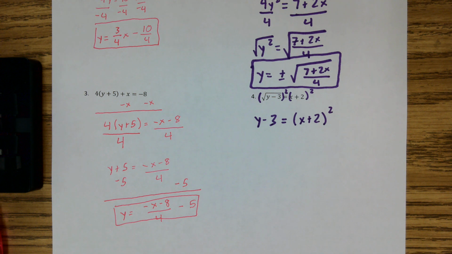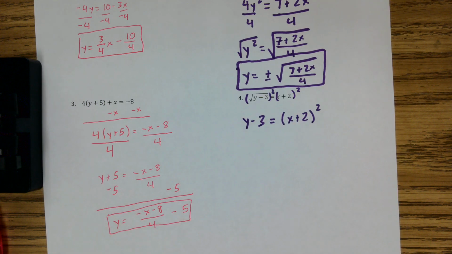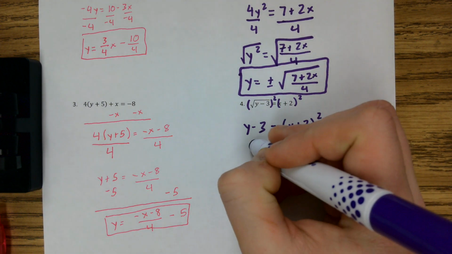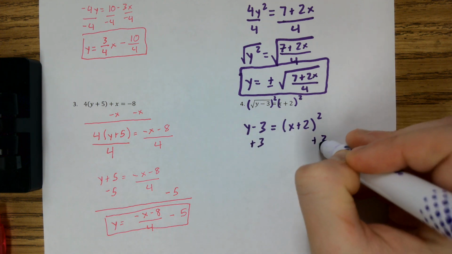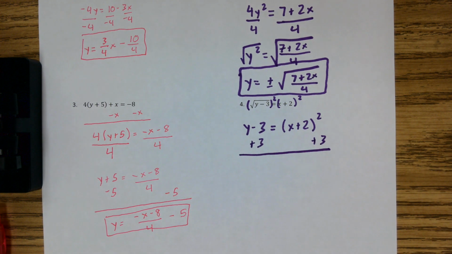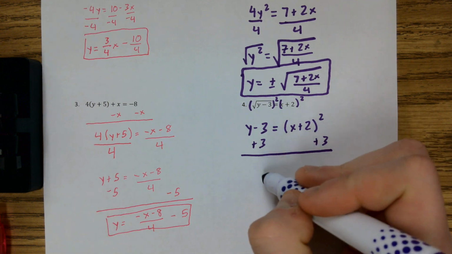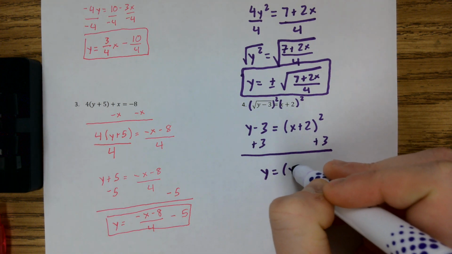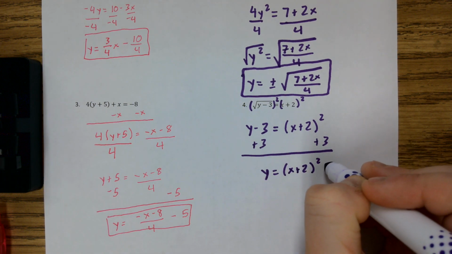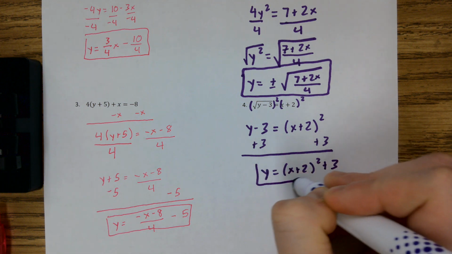Now, you can be tempted to simplify this all the way down. I had a few people do that on the assessment. That's fine. But to make matters easier, all you've got to do is just leave it with that x plus 2, because again, we're just solving for y here. That's all we're doing. So when we solve for y, just add 3 to both sides. Again, make sure that you don't combine with inside because that's against your rules. So now you just have y is equal to x plus 2, quantity squared, plus 3.